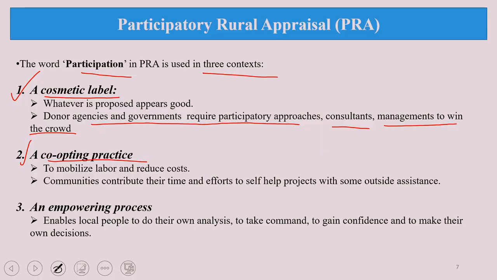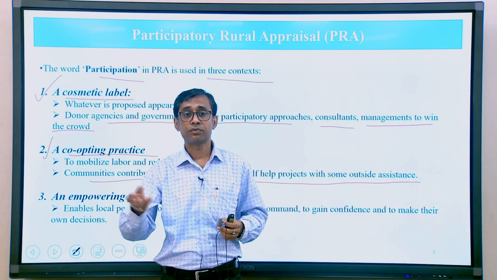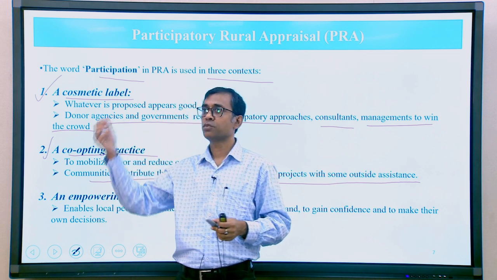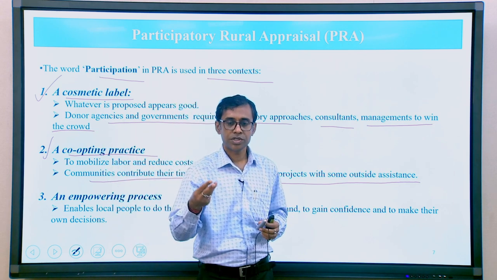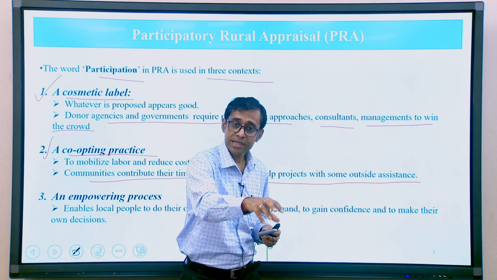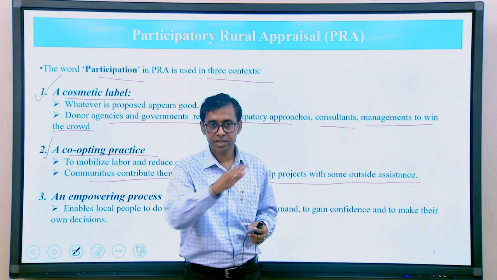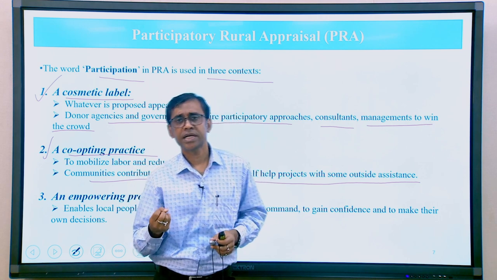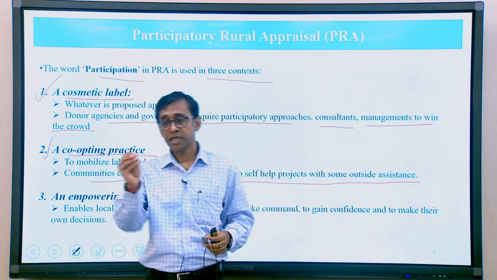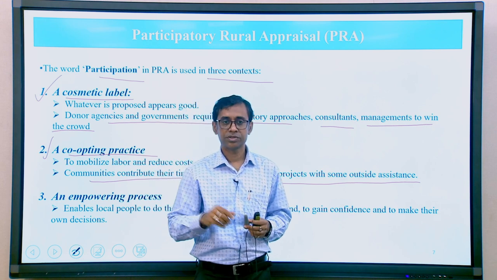What is the other one? Communities contribute their time and efforts to self-help projects with some outside assistance, like us going to them. We will provide them, suppose, a tractor, or we will tell them through some remote sensing tool that this is the area where you can have a pond, looking at various slopes. So that kind of technical help we can provide them, but the labor will come from them voluntarily.